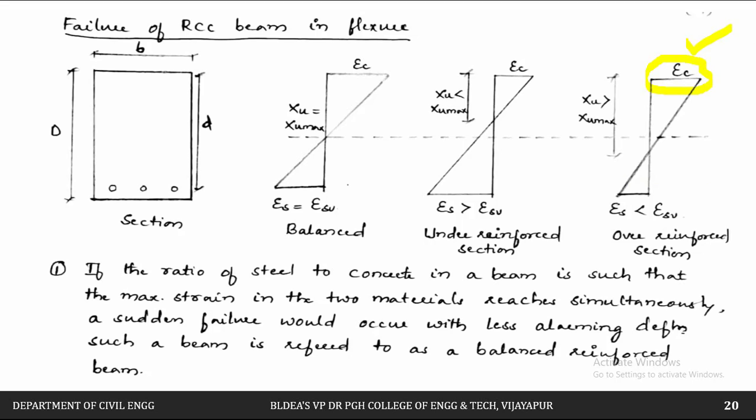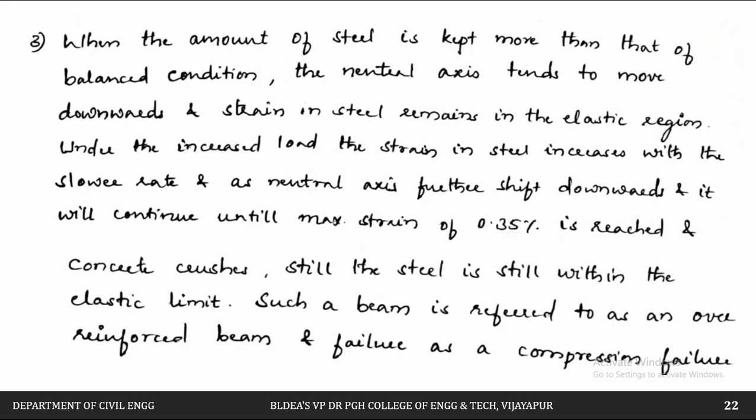So this type of failure you can call a compression failure. Why? Because concrete is going to fail first, which is a brittle failure. This is what we want to avoid. This type of section we can call an over reinforced section, or this type of failure we can call a compression failure.